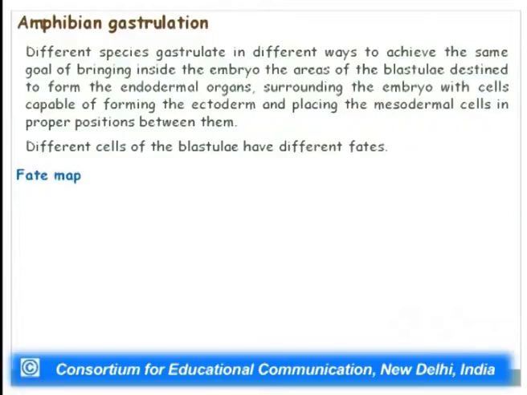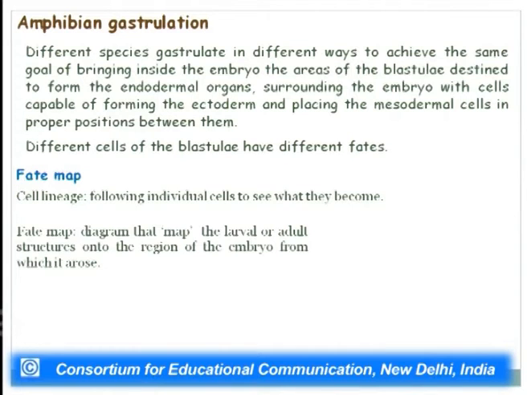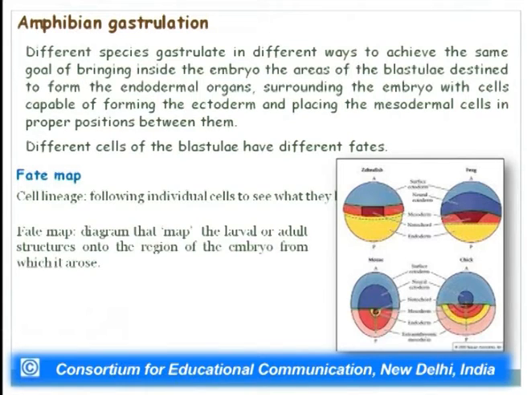So, for that we have to define what is called a fate map. The term cell lineage is basically following the individual cells to see what they become. So, cell lineage is followed and a fate map is drawn. For example, it is a diagram that maps the larval or adult structures onto the region of the embryo from which they arose. So, these are the 4 examples which are given here.